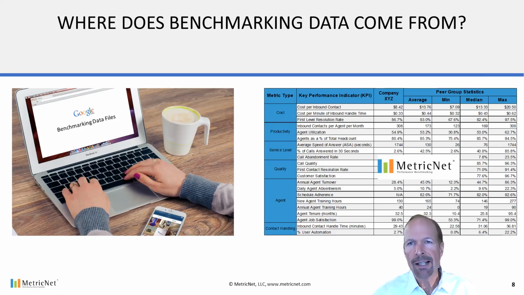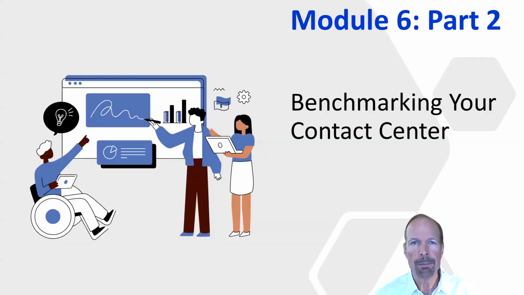So what is the obvious answer that I alluded to? The data comes from companies like MetricNet that make a business out of collecting, normalizing, and archiving contact center data. In other words, benchmarking companies like MetricNet are where you will find contact center benchmarking data. This is not a MetricNet sales pitch. I'm just giving you the honest answer. If you want valid benchmarking data for your contact center, the only place to get it is from a company that specializes in contact center benchmarking.